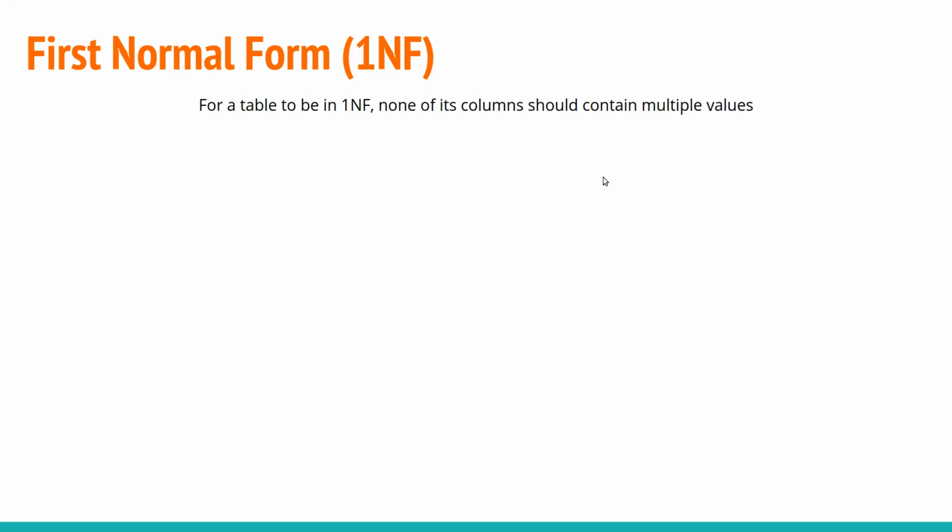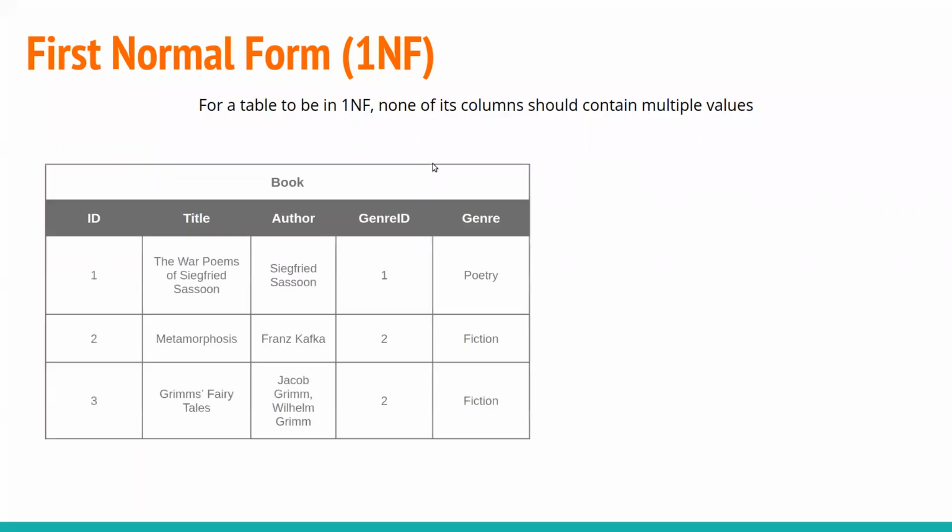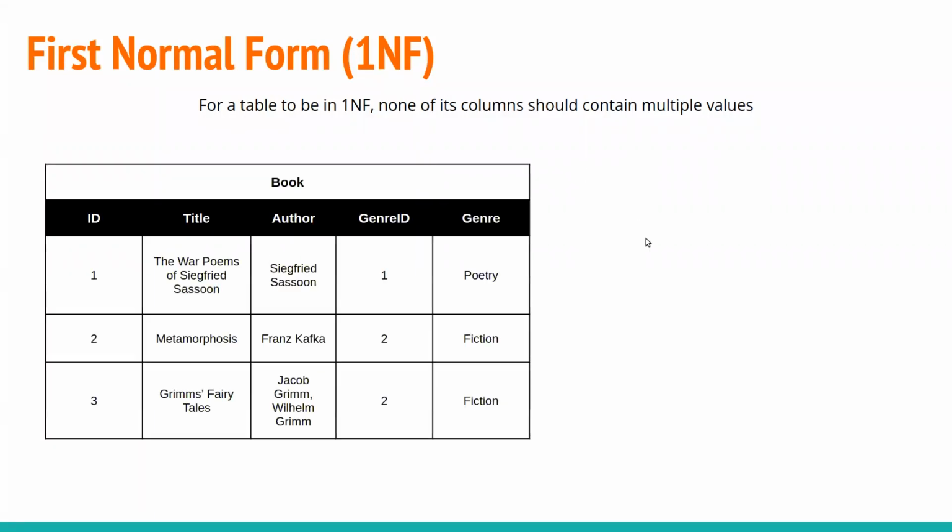So for a table to be in the first normal form, none of its columns should contain multiple values. That's a pretty easy first rule. So we can look at our database here. Are we in first normal form?